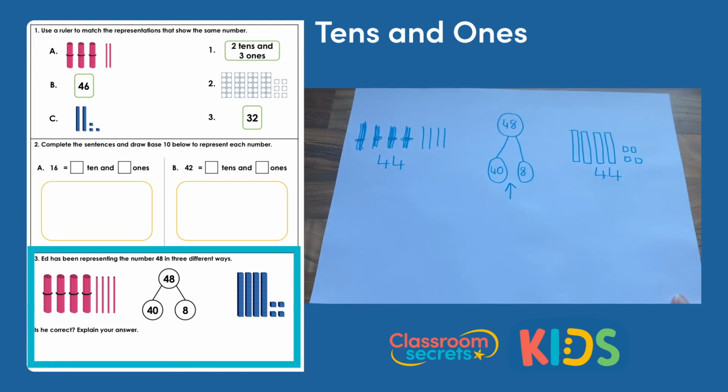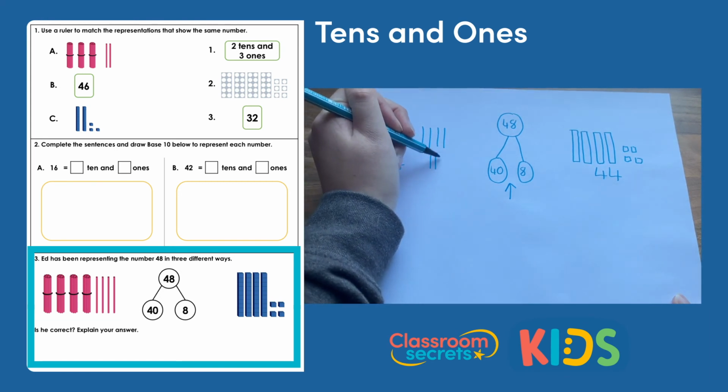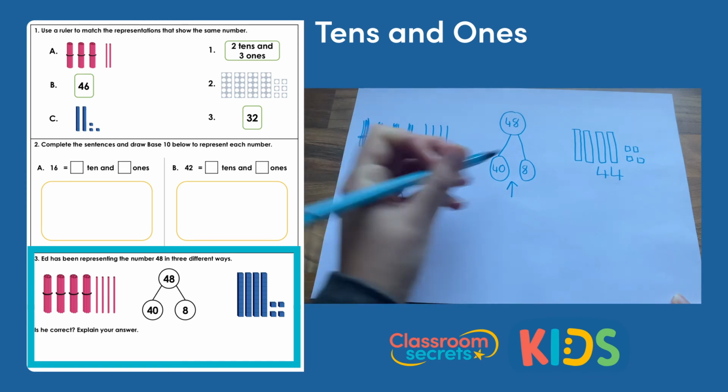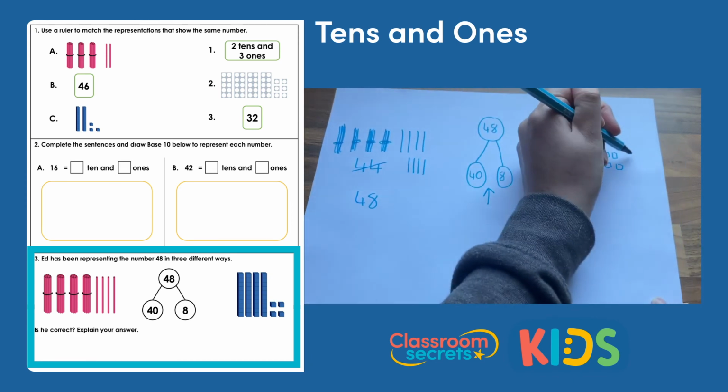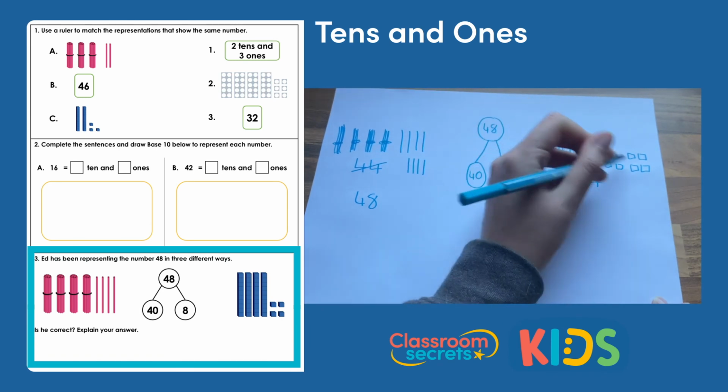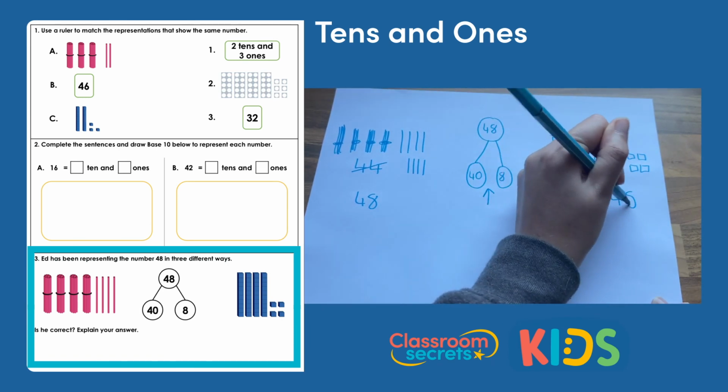If he wanted to make 48, he needs to add 4 ones to each. So if he added 4 more ones, altogether he would have 4 tens and 8 ones, which is 48. Over here with his base 10, if he added 4 more ones, he would have 4 tens and 8 ones, which is 48.